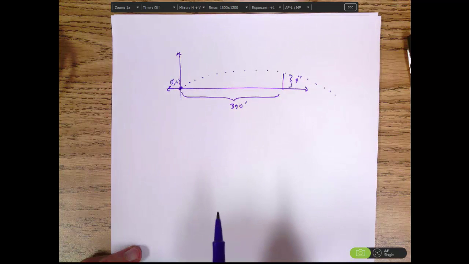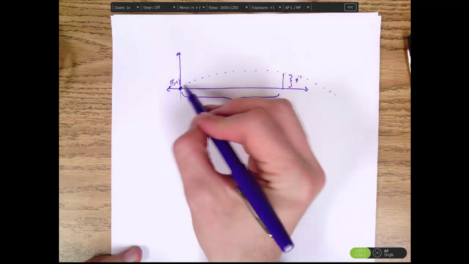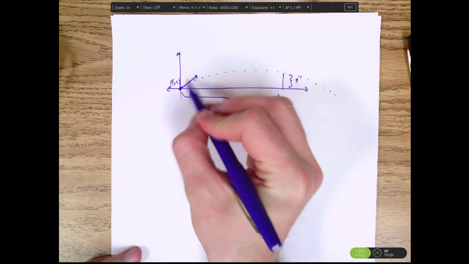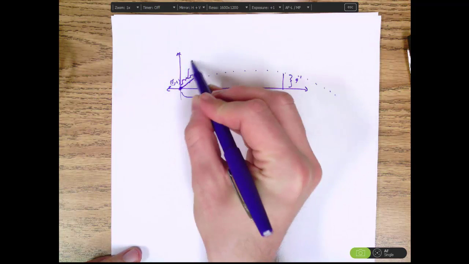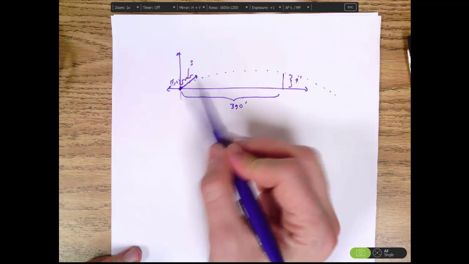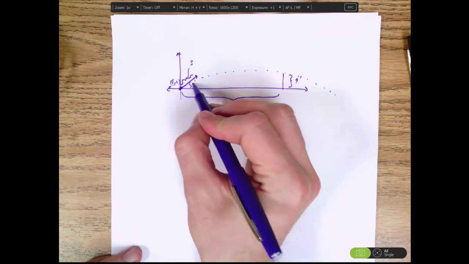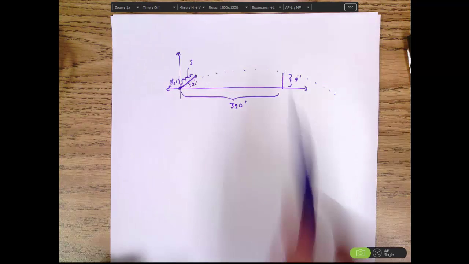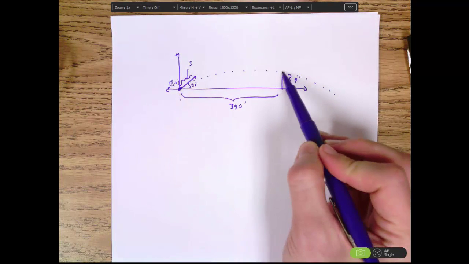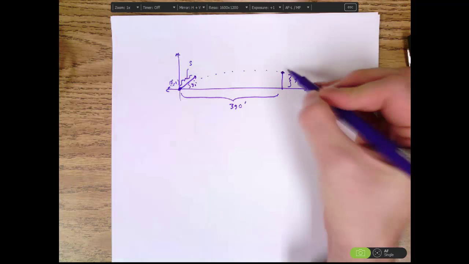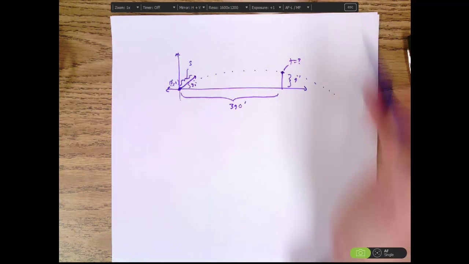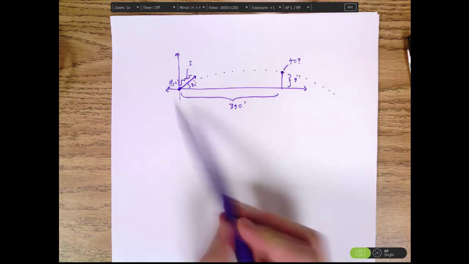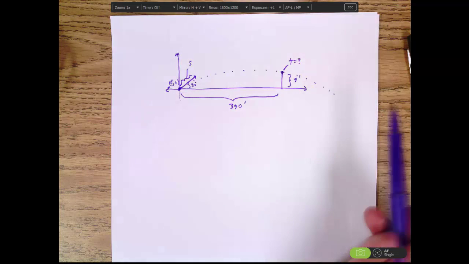So the question is, we don't know how fast the ball was traveling initially. That's a mystery, but I'm going to call that S. So the magnitude of that vector is S. What we do know is that that's 30 degrees, and we also know that at a particular, unknown time, the ball was at exactly this point at 390 and 9.